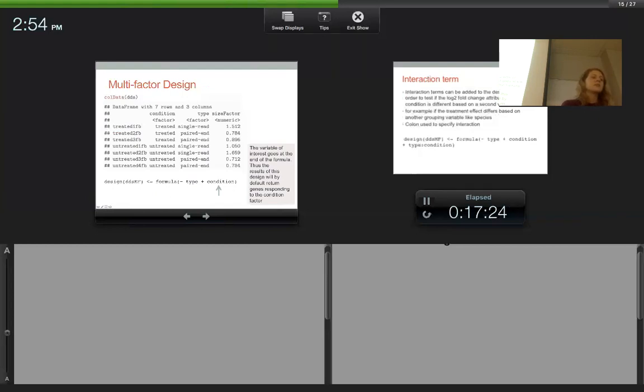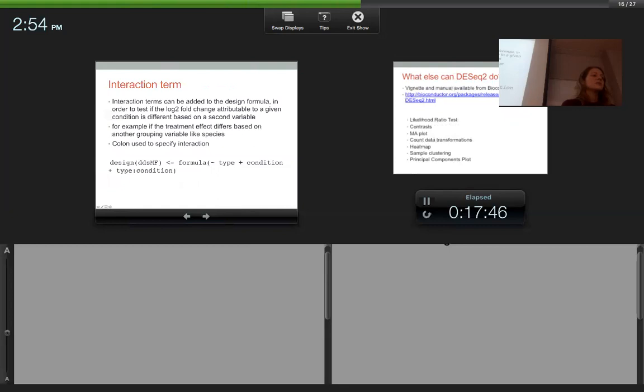So instead of doing something like a reduced model, where you might do type plus condition compared to the reduced type model to see if condition is significant, you just put one model in, and whatever's last is what gets used as your factor of interest. You can also put into your formula an interaction term. So this would be saying, I want to look at genes that are responding to the interaction of type and condition, not just to condition or not just to type, but that vary based on their interaction. And these are just standard ways to specify model designs in R, but I wanted you to see them.